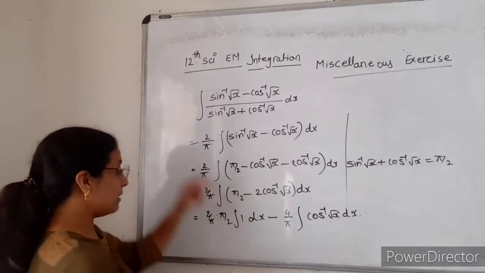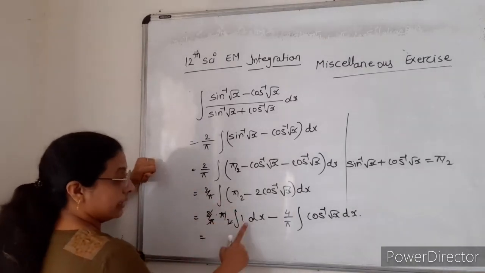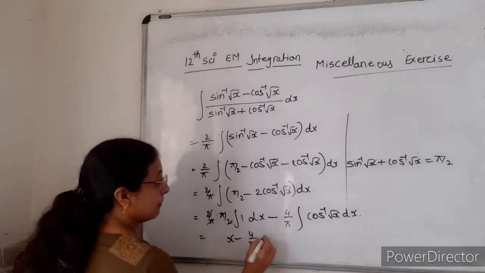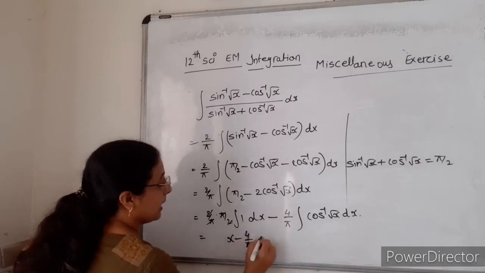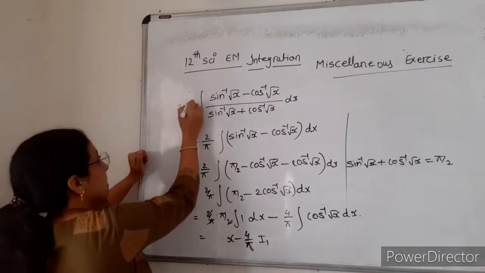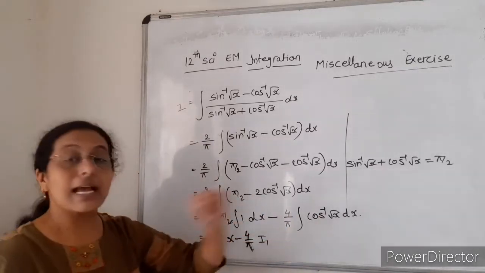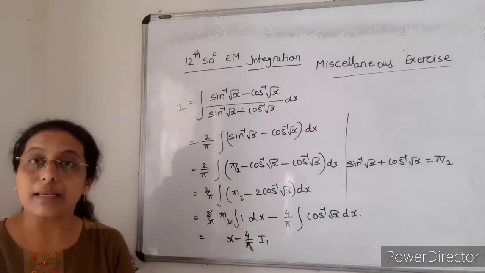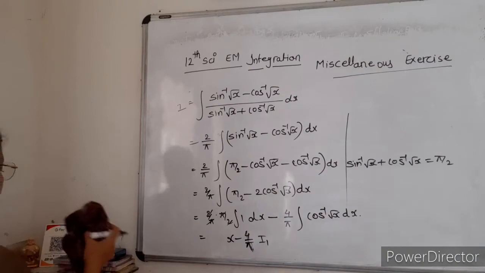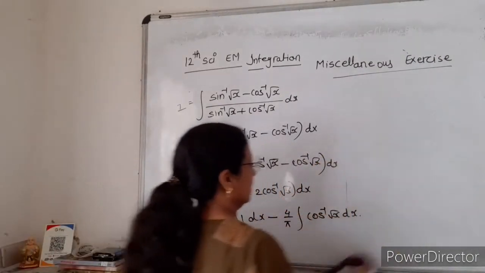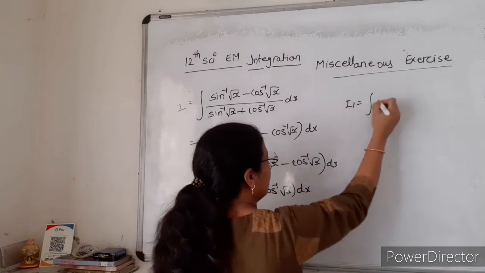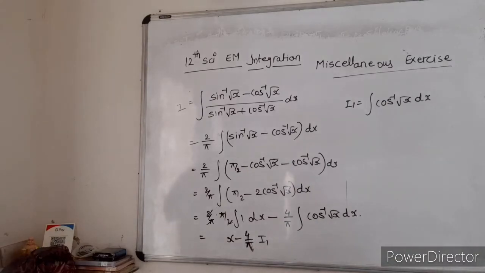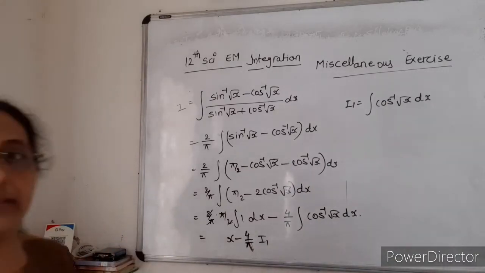So for that I will write here, this is cancelled, and integration of 1 dx is x, minus 4 upon pi I1, because this is I. We can write this 4 upon pi I1. Now we'll take this I1 and separately find the integration and put it over here, as we do every time, right? So here it is I1, integration of cos inverse root x dx. This is our I1. I will not take that 4 upon pi with that, right?